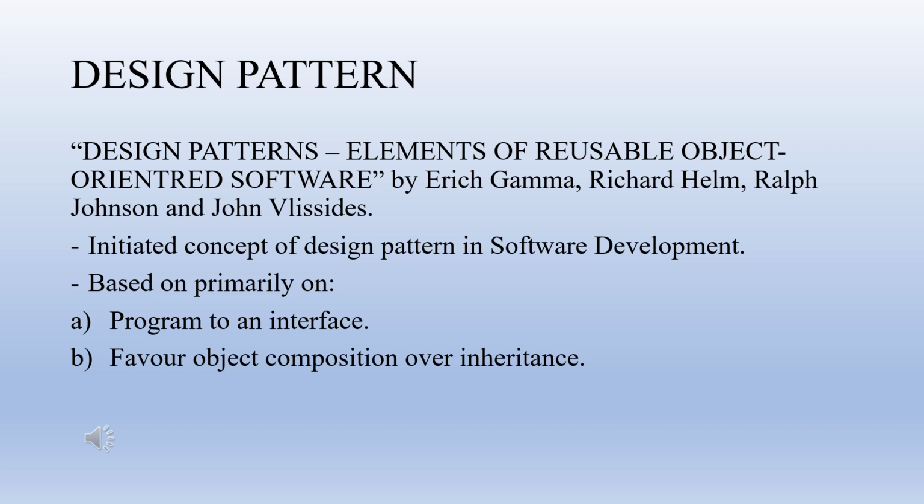Design Patterns: Elements of Reusable Object-Oriented Software is a book by the Gang of Four, which consists of Erich Gamma, Richard Helm, Ralph Johnson, and John Vlissides. It initiated the concept of design patterns in software development. The book is about the concept of the design pattern. So basically, the design pattern is based primarily on programming to an interface, and design pattern also favors object composition over inheritance.